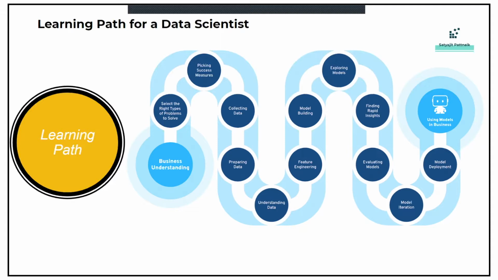Right, selecting the right types of problem to solve, because when you're dealing as a data scientist, you might have to deal with your customer specific teams, you might have to deal with your higher management, so you might get a lot of issues from their side. So selecting the right types of problem to solve, prioritizing them is going to be a vital role for a data scientist. Picking success measures, collection of data is one of the most important topics.